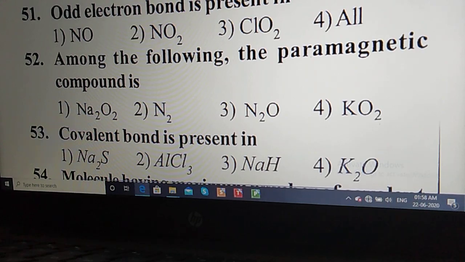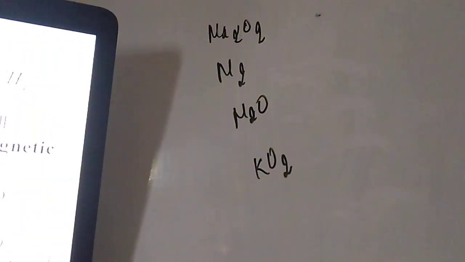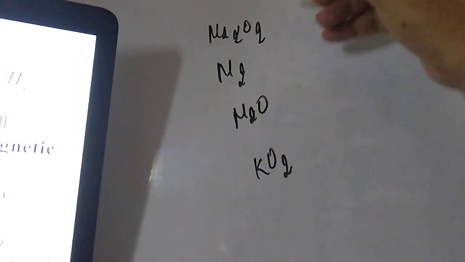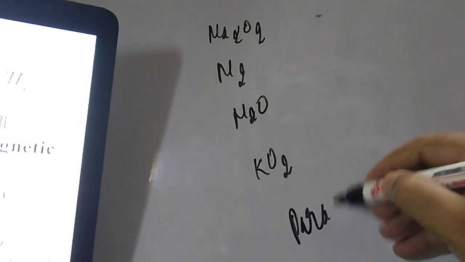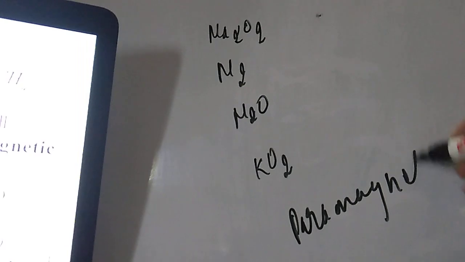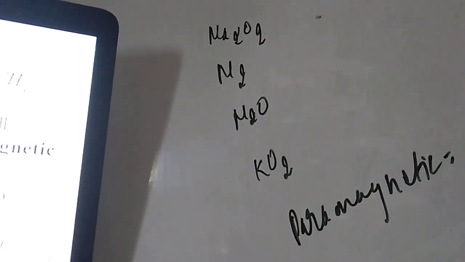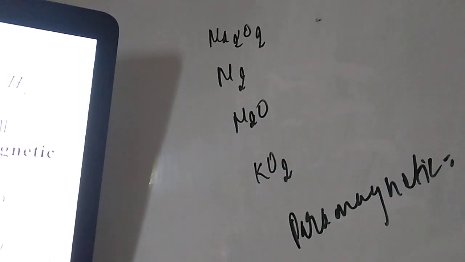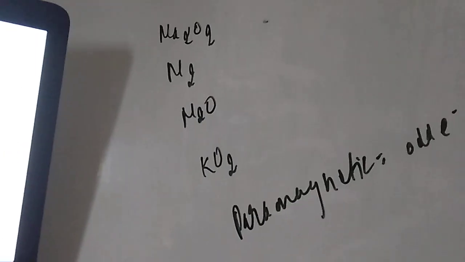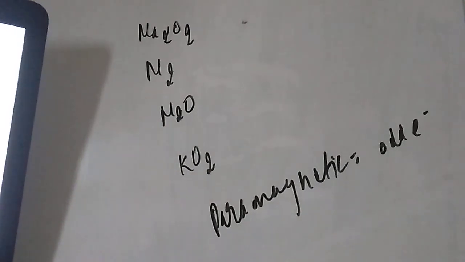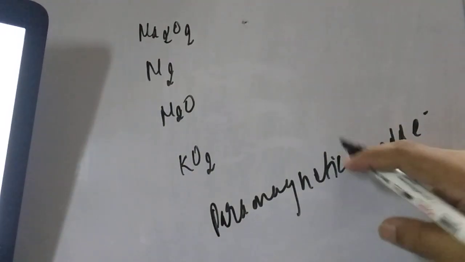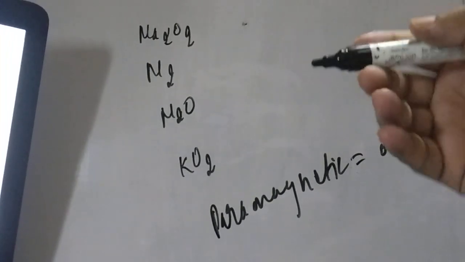Now check with the options, students. You come with the option and then you try to find out the answer. So Na2O2, is that paramagnetic? Paramagnetic equals odd electron. Whichever is having an odd electron will have an unpaired electron, and that is paramagnetic.